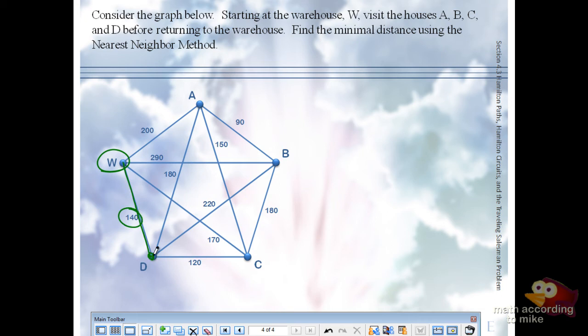From D, we can go to A, B, or C. We can't go back to W. From D, which one's closest? C. Not just for cookies. Good.